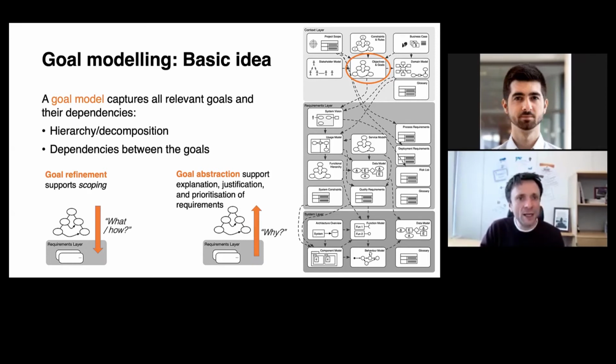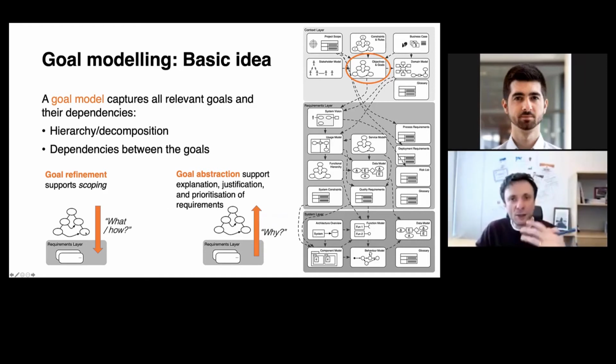As I said earlier, a goal model captures all relevant goals. Also here, don't focus on capturing all possible goals, but only those that are really relevant for our project, as well as their dependencies. Now, regardless of the approach we might want to choose, there are at least two different classes of dependencies. One is the top-down dependencies given in a hierarchy or decomposition notion. This is the reason why we express goal models typically as taxonomies, as top-down refinements.